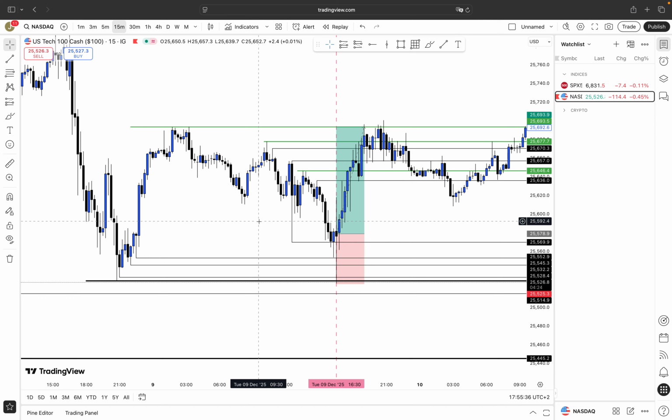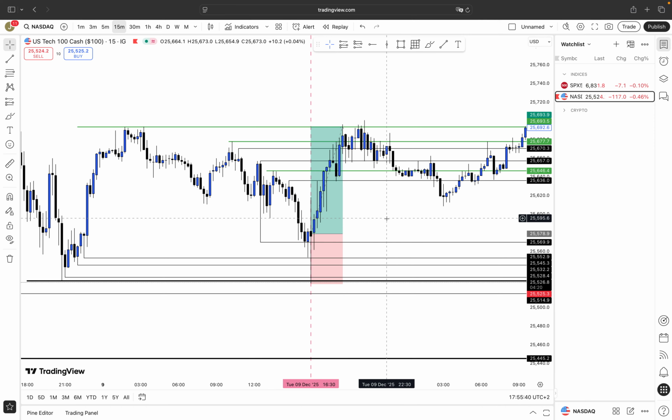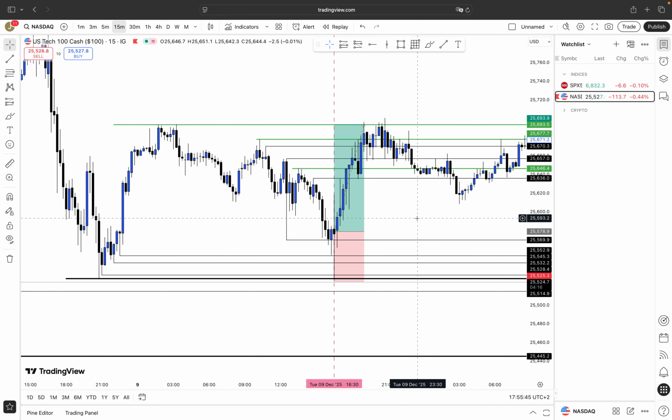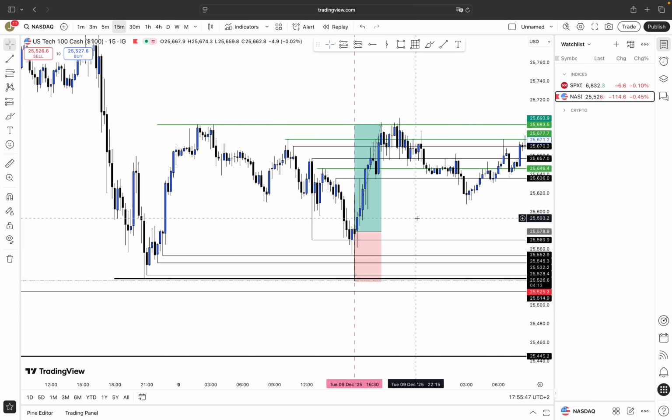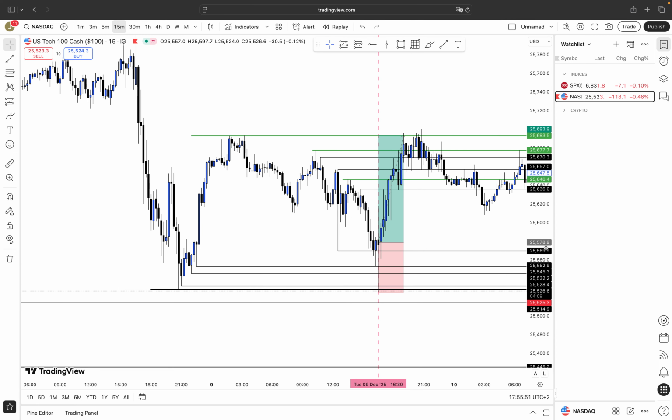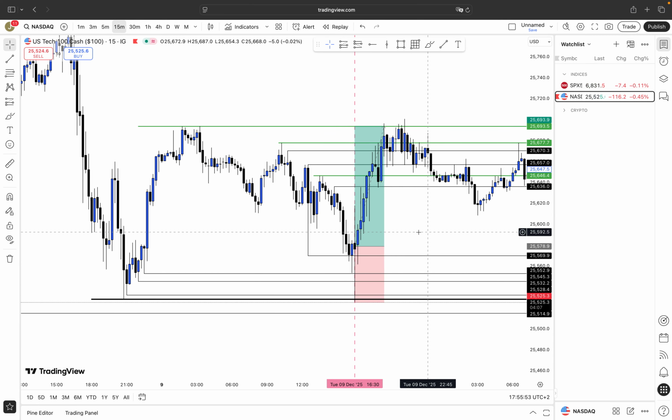I want to keep it very short today because price action was so clean. Although we had news, it was just a very nice setup that I was able to catch here on the Nasdaq. So let's just get over the confluences real quick.